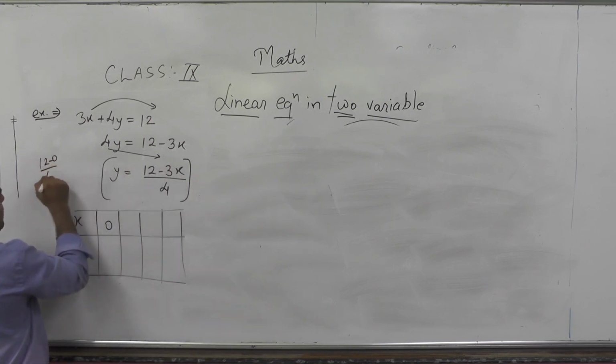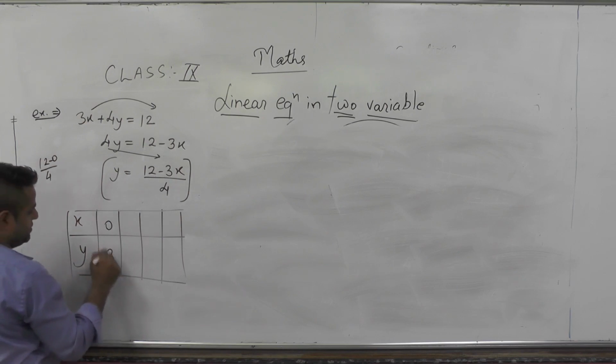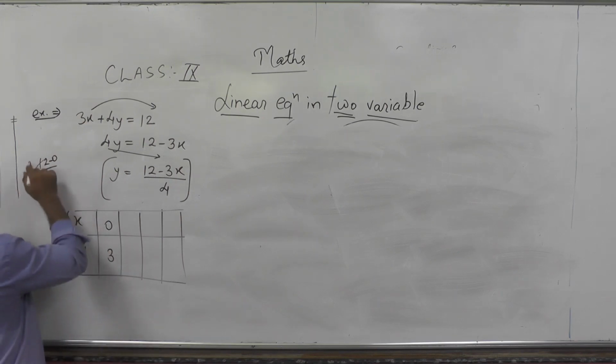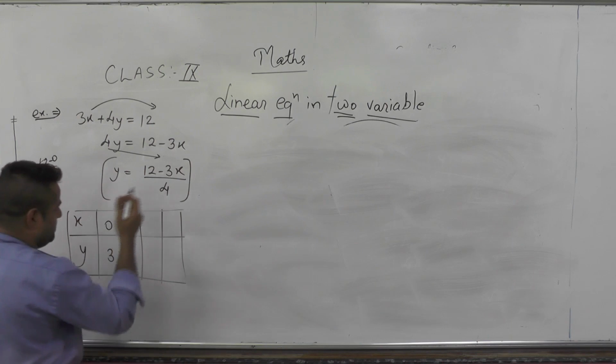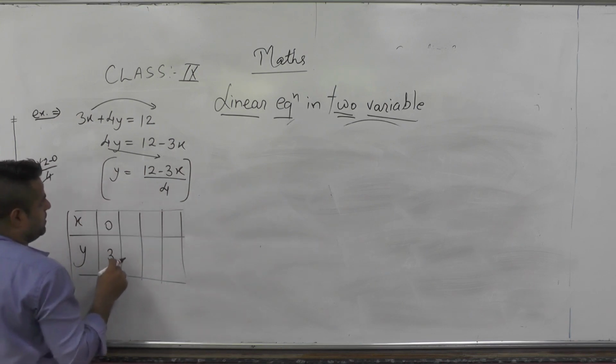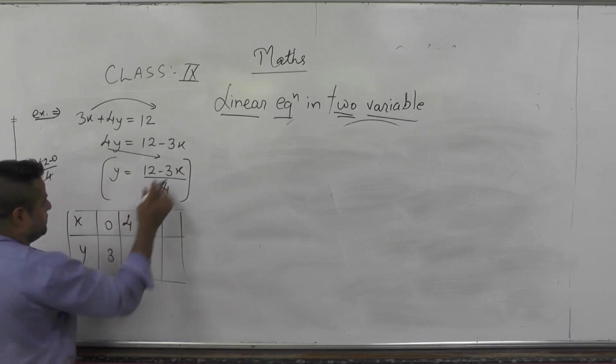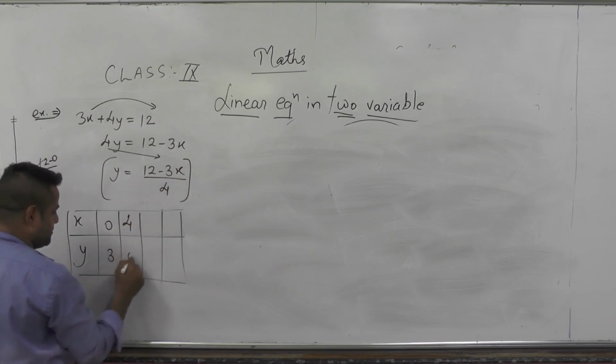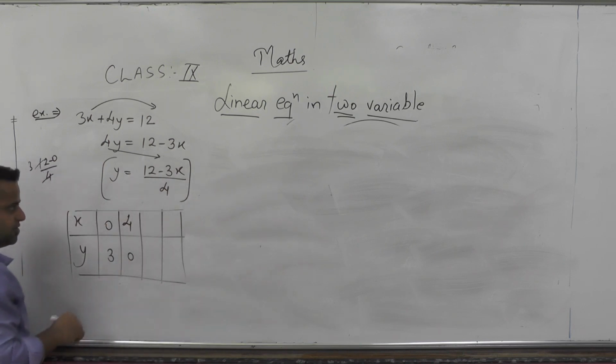Now see, I am taking x as 0 first, so 3 zeros are 0. 12 minus 0 is 12. 12 by 4 is 3. 4 3s are 12. Okay. Again, I am taking x as 4 now. 3 4s are 12, minus 12 is 0, and 0 by 4 is 0. So our next value will be 0.